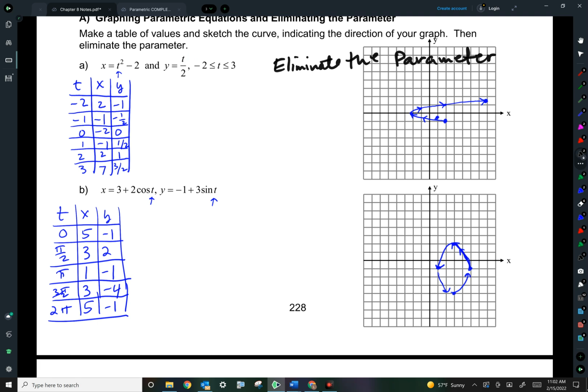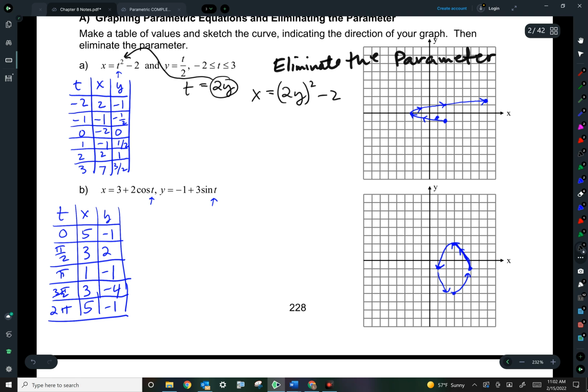I think it would be easy to take the y equation and solve for t, because then we would get t equals 2y, and then take that and plug it into the x equation. So in place of the t in the other equation, I'm going to plug in 2y, and so I will have x equals (2y) squared minus 2. And if I clean that up, I've got x equals 4y squared minus 2.